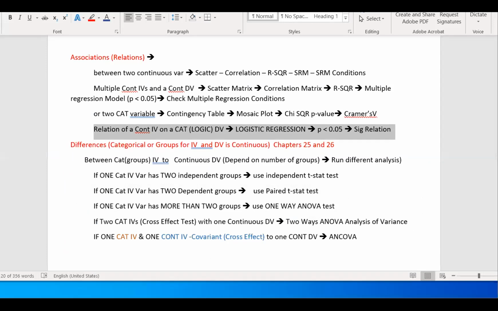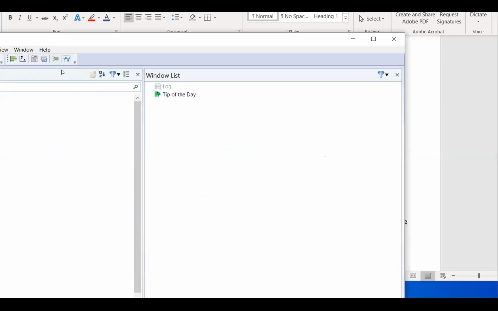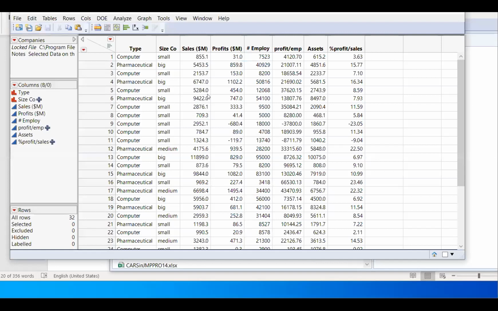So now it's time to open JMP, and this time we're opening Company's Data. So click on Company's Data. That's my company's data, and what I need here is a complete analysis.